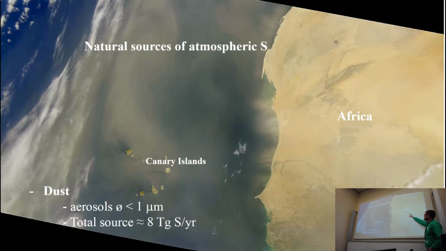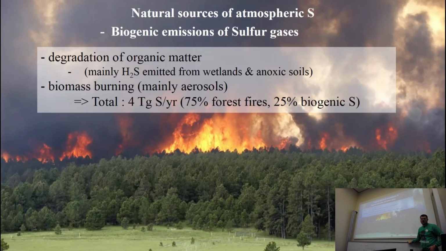Okay, so I think we showed a picture very similar to this yesterday. So this is an example. We're seeing dust, and some of that dust will have sulfur in it, and that will be blowing into the atmosphere. It's got maybe a little bit higher concentration or higher flux than phosphorus because sulfur is more abundant in the lithosphere. And then we've also got these biogenic sources.